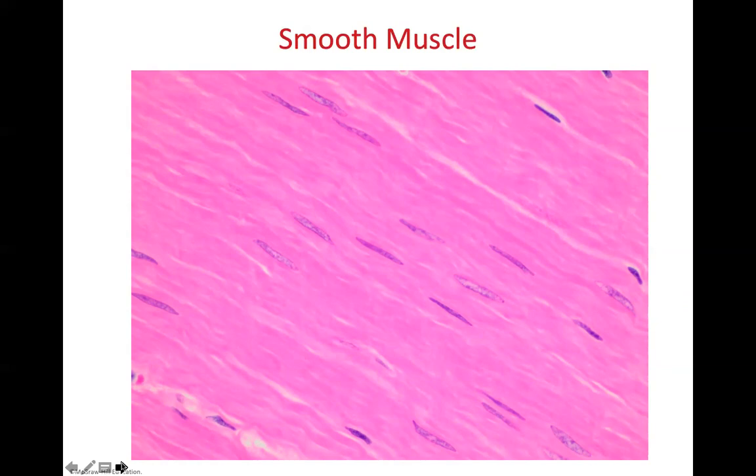But in smooth muscle, the difference is that you're finding the nuclei within the cells. In dense connective tissue, the nuclei were outside of the fibers. Remember that in connective tissue, the fibers are in that extracellular space. And in smooth muscle, the nuclei are within the muscle fibers, within the cells.